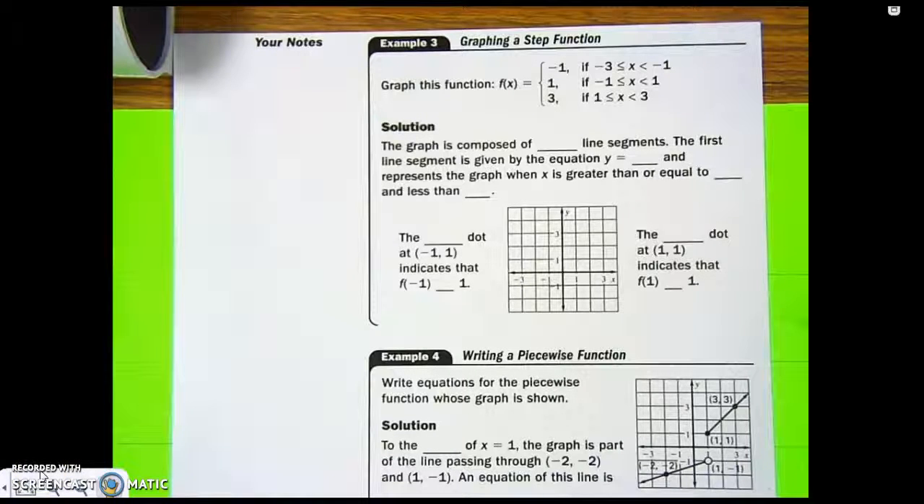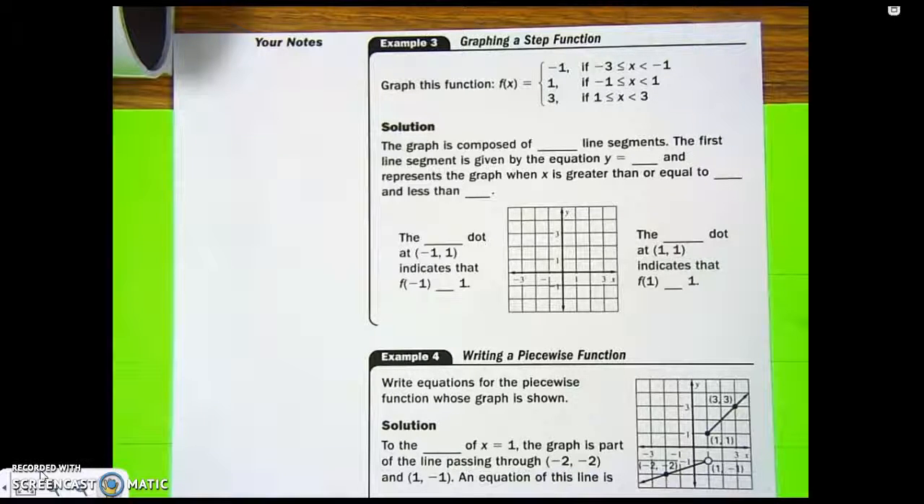Alright guys, welcome to part 2 of the piecewise functions video. In this part we're going to be graphing a piecewise function and then using a piecewise function in a word problem. Alright, so let's go into example 3. It says graphing a step function.